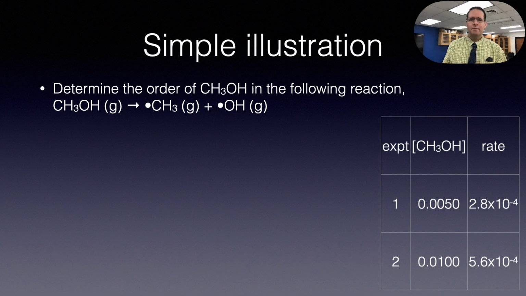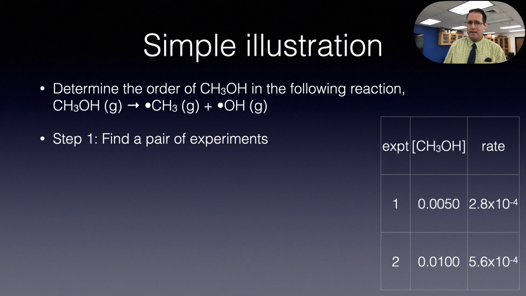So let's look at a chemical reaction. Methanol is producing this thing called CH3 dot plus OH dot. Don't worry if you're not familiar with this symbolism. This is a chemical reaction. And the first step is usually to find an experiment where only one reactant is double another. Here we only have a pair of experiments, so only one reactant, and we just skip this step.